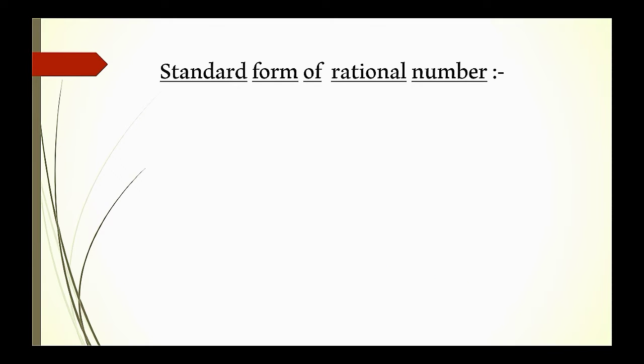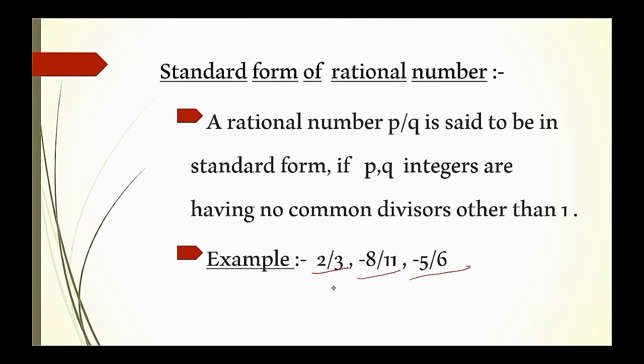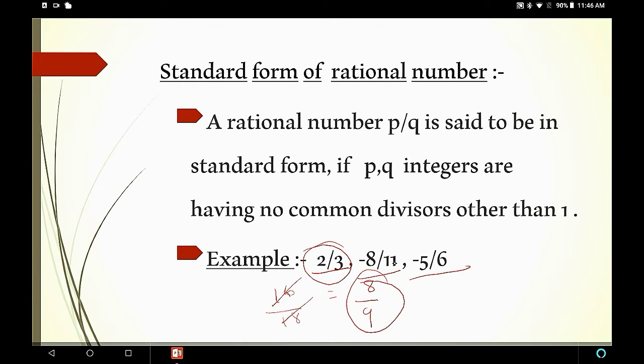Next, standard form of a rational number. When rational numbers have no common divisors other than 1, they are said to be in standard form. Examples: 2 by 3, minus 8 by 9, minus 5 by 6. They don't have any common divisors. Suppose I take an example of 16 by 18, they both have a common divisor, that is 2. So when I divide by 2, I'll get 8 by 9. Now they don't have any common divisors. So standard form means they don't have any common divisors other than 1.